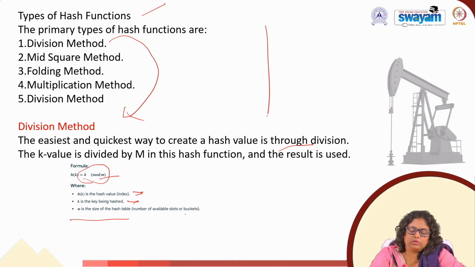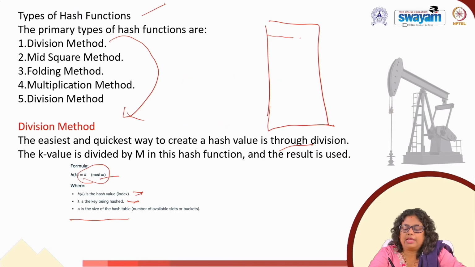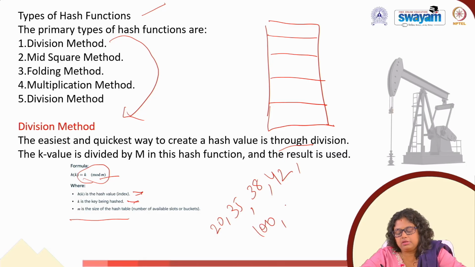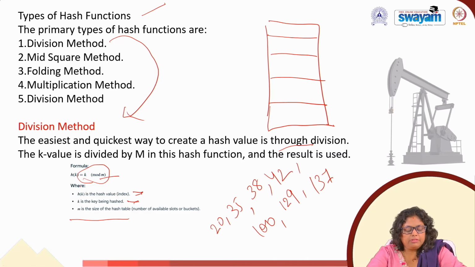What we have seen initially is a hash table. Now I am taking the values 20, 35, 38, 42, 100, then assume we have 129, then 137. Now, one by one, we will see how it works.